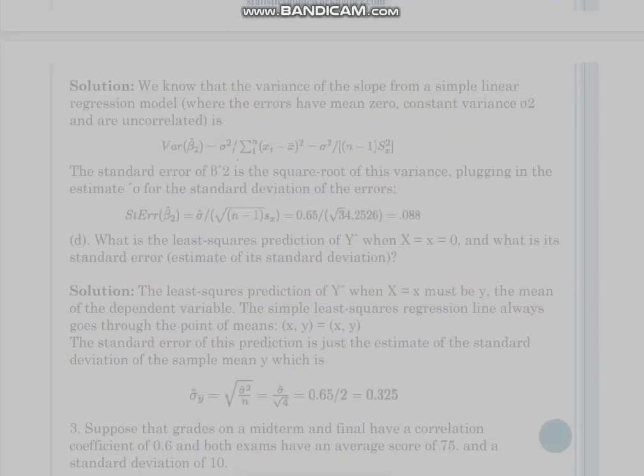Solution. We know that the variance of the slope from a simple linear regression model, where the errors have mean 0, constant variance sigma squared and are uncorrelated, is as follows. The standard error of beta 2 is the square root of this variance, plugging in the estimate sigma hat for the standard deviation of the errors.